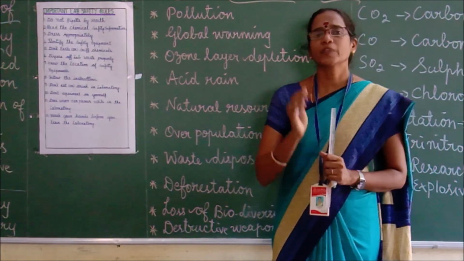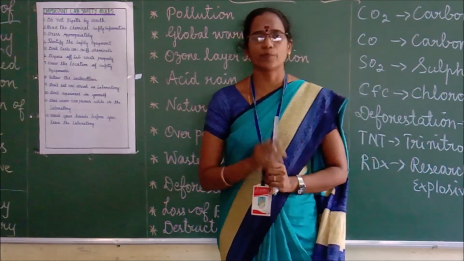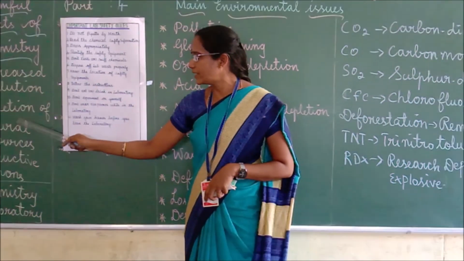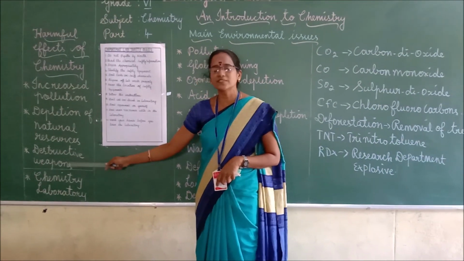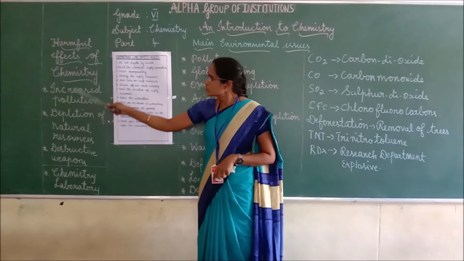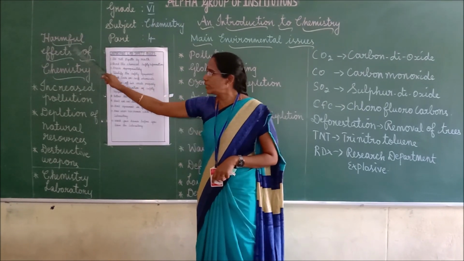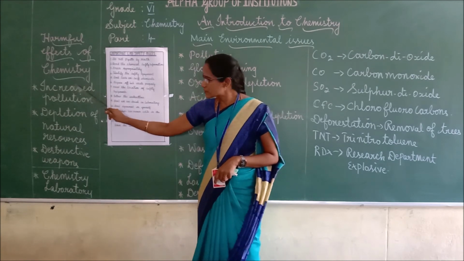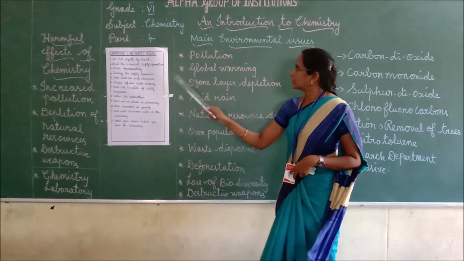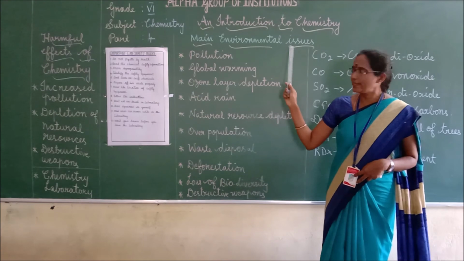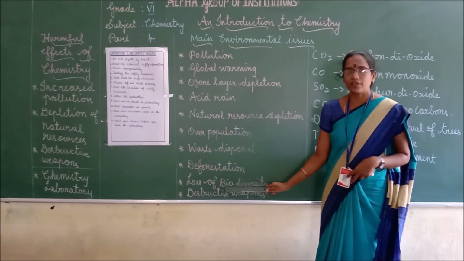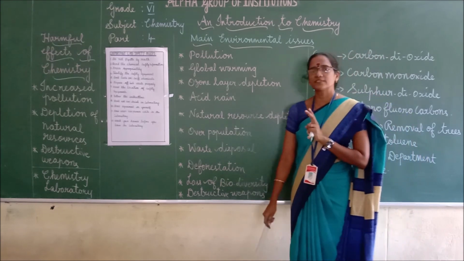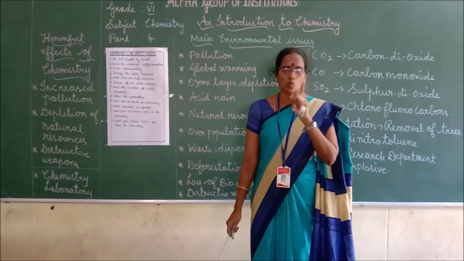Right, children? Now this is the assignment time. Today we discussed the increased pollution, depletion of natural resources, and destructive weapons, isn't it? So these three things, that is the harmful effects of chemistry, you have to learn. Along with that, the main environmental issues. What are the main environmental issues we discussed? These two question answers you have to learn and write one time.